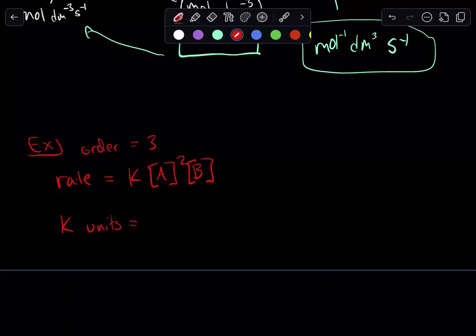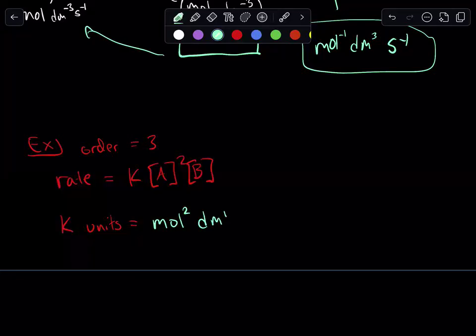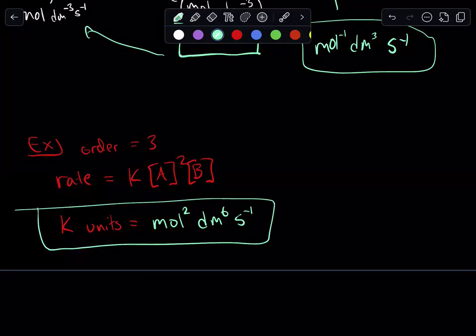All right, now that you've come back, quite simply, all we have to do is cancel out 2 of the 3 moles. So we're going to do mole squared. We have to cancel out 6 of the 9 decimeter inverses, so decimeters to the 6. That 6 looks a little odd. And then we still have to add our inverse second. And so our units of k are going to be mol^-2 dm^6 s^-1.